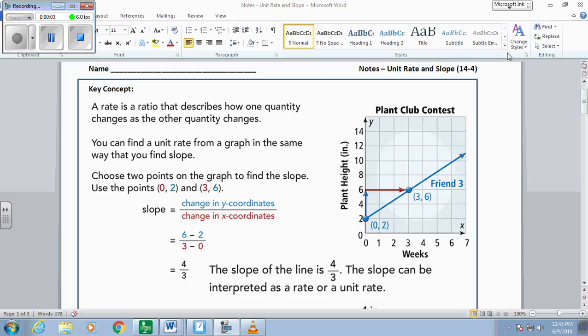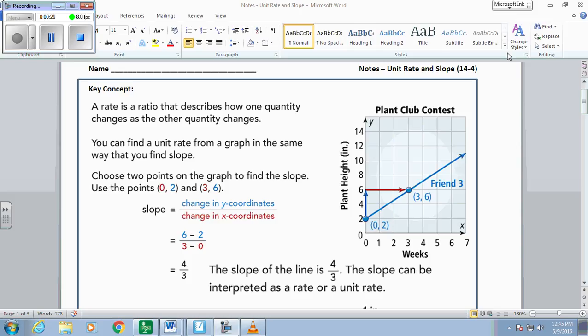Welcome back. This is round number 4, unit rate and slope. So we'll be taking what we know about unit rate and combining it together with slope. Key concept for today says a rate is a ratio that describes how one quantity changes as the other quantity changes. You can find unit rate from a graph in the same way that you would find slope.